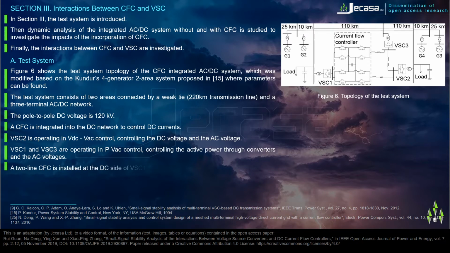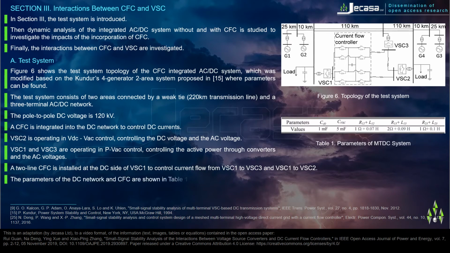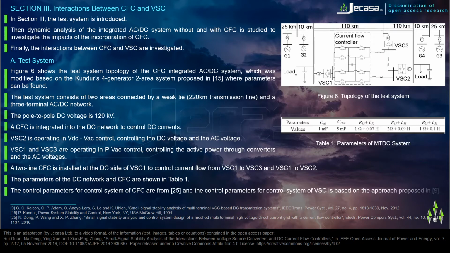The 2-line CFC is installed at the DC side of VSC1 to control current flow from VSC1 to VSC3 and VSC1 to VSC2. The parameters of the DC network and CFC are shown in Table 1. The control parameters for the control system of CFC are from reference 25, and the control parameters for the control system of VSC are based on the approach proposed in reference 9.